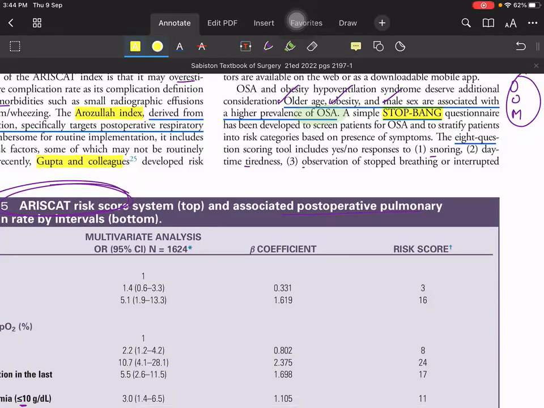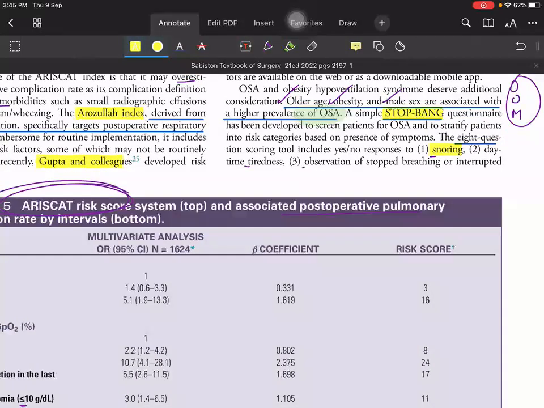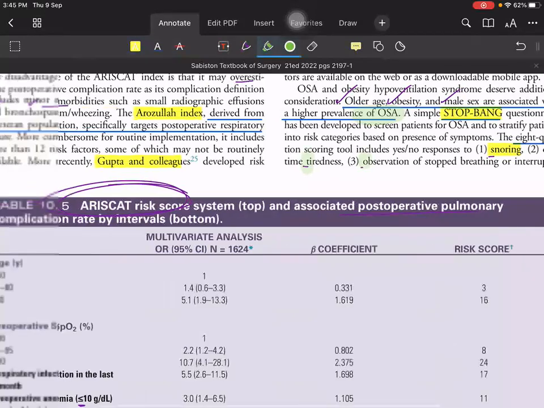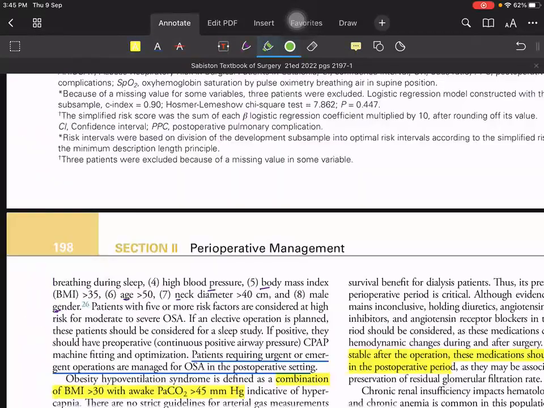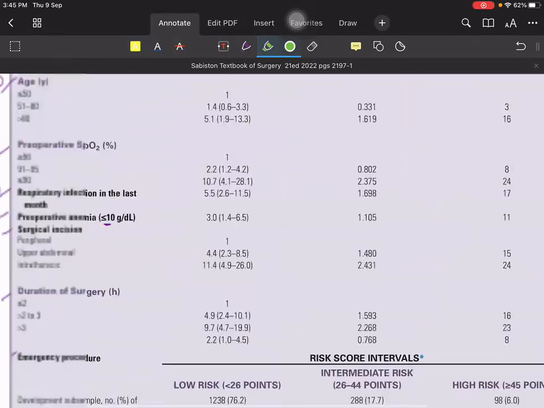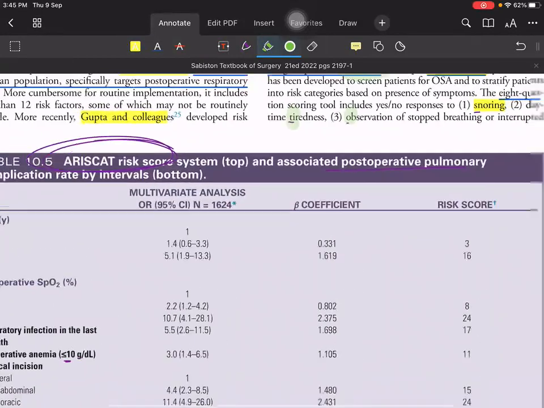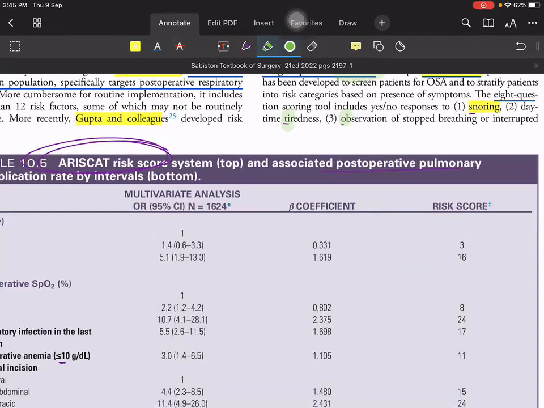So what is STOP-BANG? STOP-BANG has 8 variables, 8 scoring items. S is snoring, and T is tiredness. O is observation of stopped breathing or interrupted breathing during sleep. Anyone should observe it, it is not simply stopped breathing. You cannot observe it yourself because you are sleeping, so whoever is sleeping with you should observe that you stopped breathing.